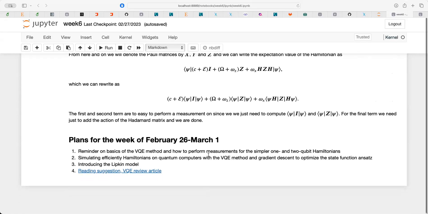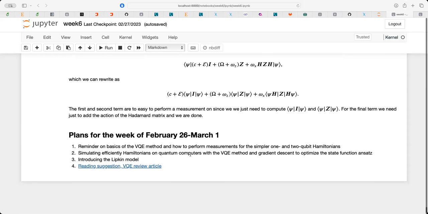We are going to discuss how to perform experiments for the simpler one and two qubit Hamiltonians, which we have in the project. And then we are going to try to simulate Hamiltonians efficiently on quantum computers with a VQE method, using gradient descent to optimize the state function ansatz. So that at the end of next week, we are going to have a code which is closer to the way you would implement the VQE.